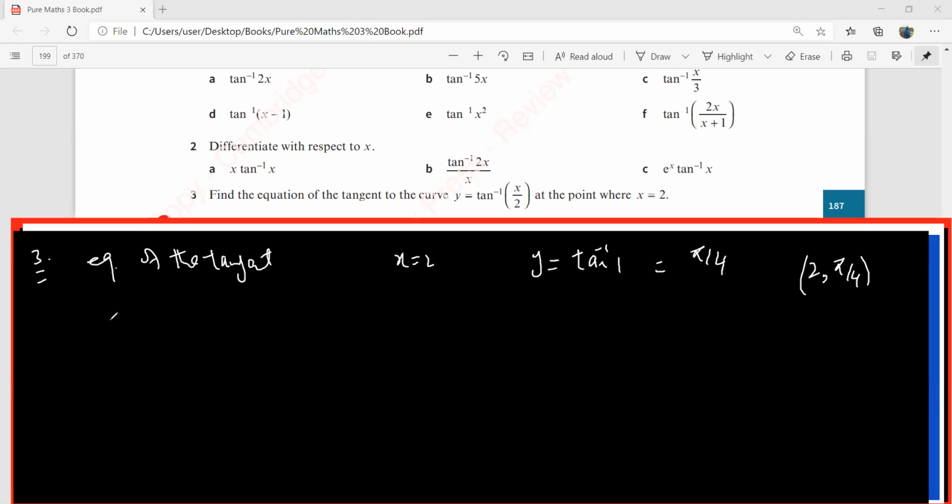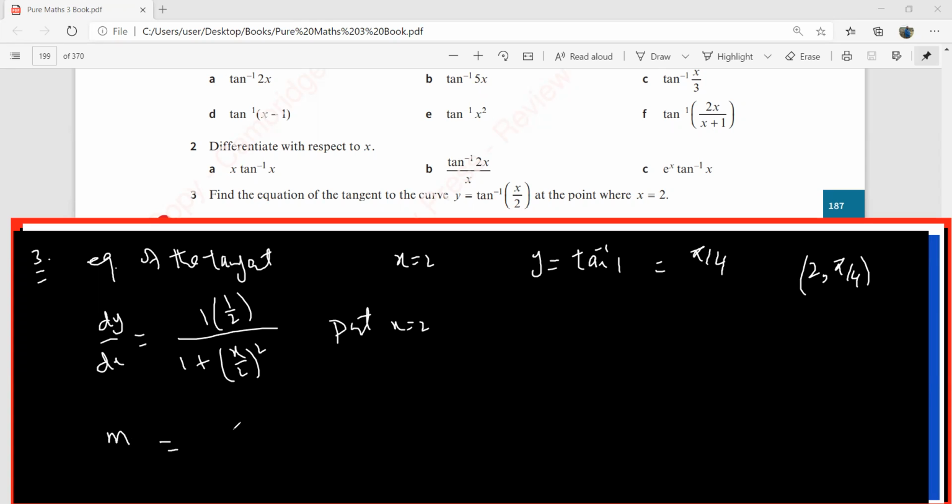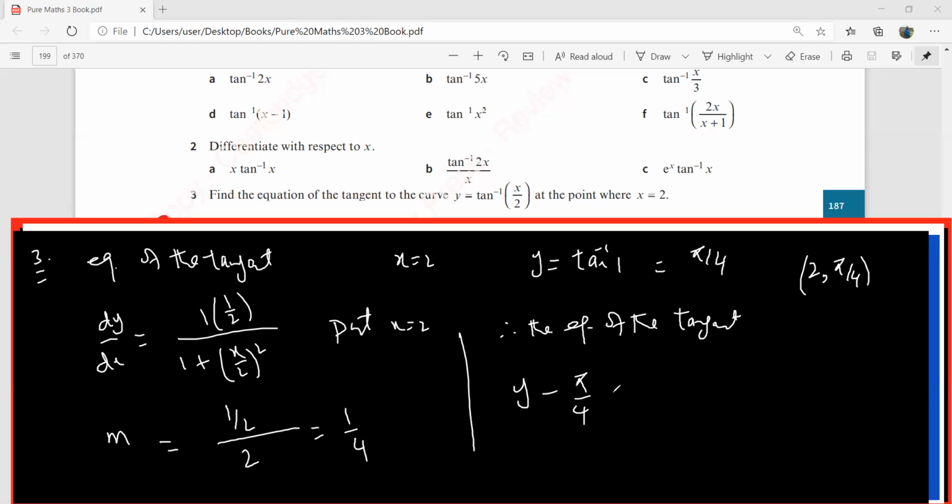Now we find the dy by dx, that is going to be 1 over 1 plus x over 2 whole square, and then you have its derivative, half, the derivative of x by 2. And let's put x as 2 here. Rather than simplifying it, you just put x as 2 into this, so that will be the gradient over here, that is half over 1 plus 1, and that is going to be 2. So this is 1 by 4. Now for the equation of the tangent: y minus pi by 4 is equal to 1 over 4 into x minus 2.